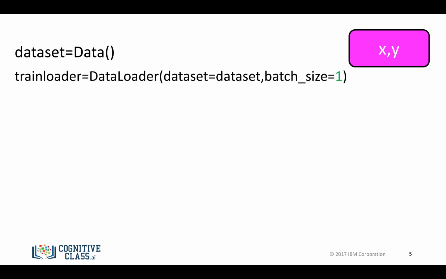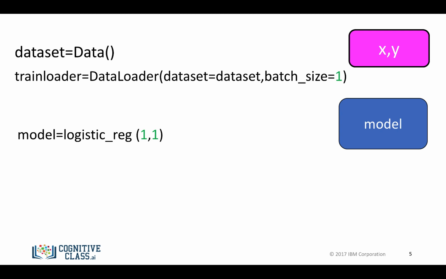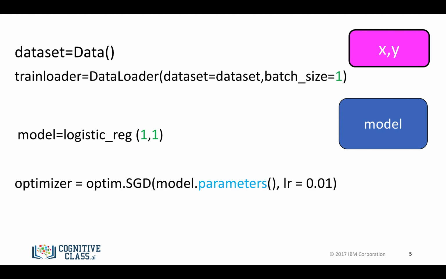We'll create a dataset object and a data loader object, and we'll create a logistic regression object. In this case, we'll use one input, and we'll use the SGD optimizer, and our input will be the model parameters, and we'll set a learning rate of 0.01.